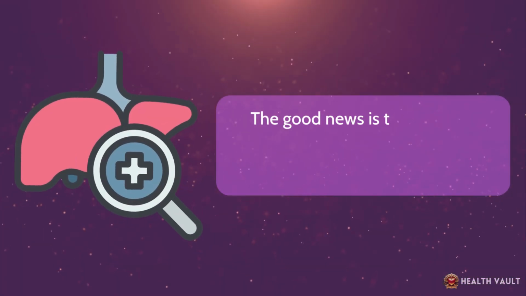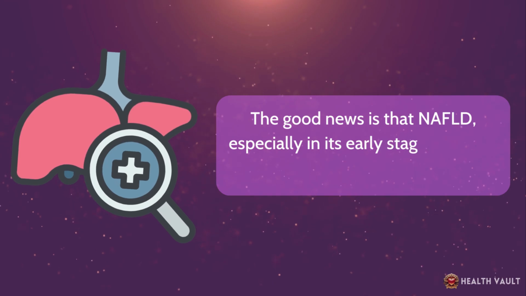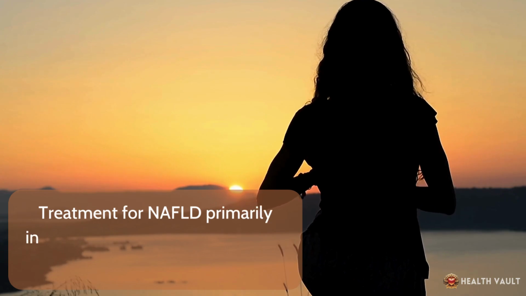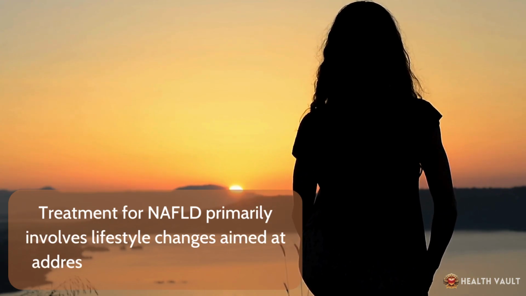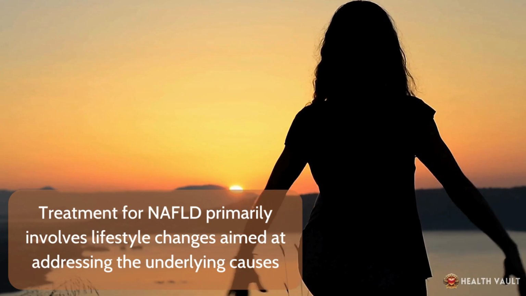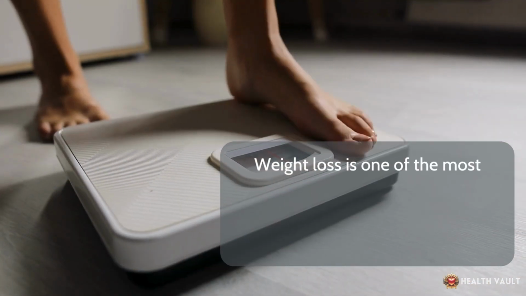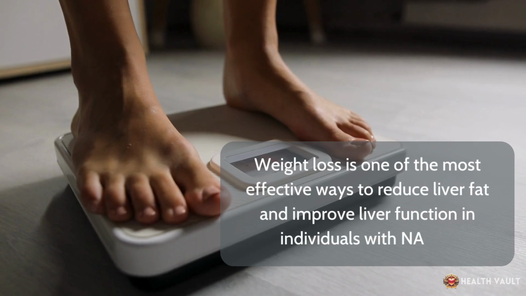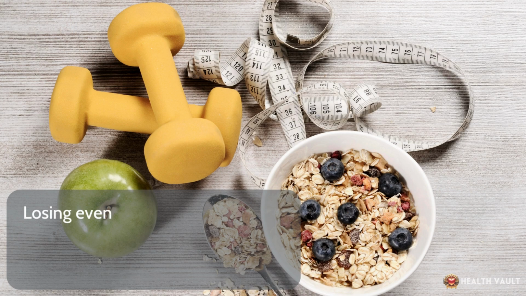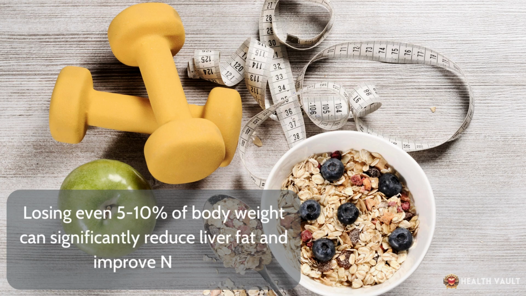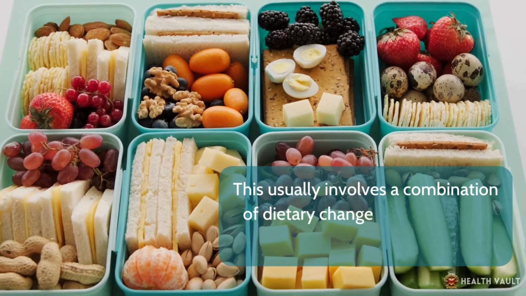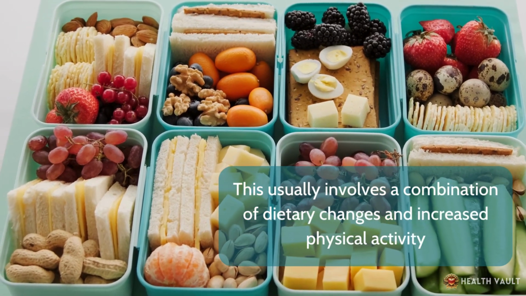The good news is that NAFLD, especially in its early stages, is often reversible. Treatment for NAFLD primarily involves lifestyle changes aimed at addressing the underlying causes. Weight loss is one of the most effective ways to reduce liver fat and improve liver function in individuals with NAFLD. Losing even 5 to 10% of body weight can significantly reduce liver fat and improve NAFLD. This usually involves a combination of dietary changes and increased physical activity.